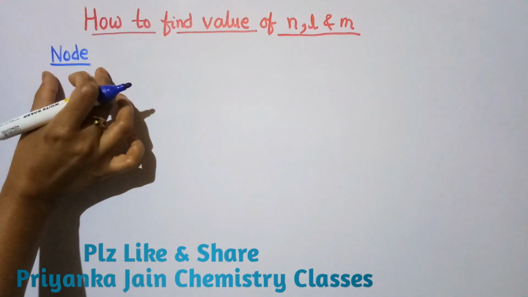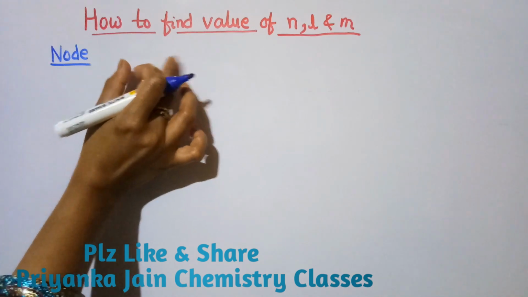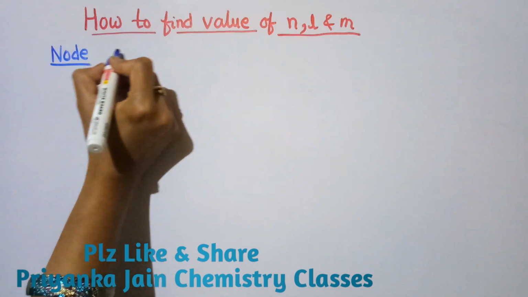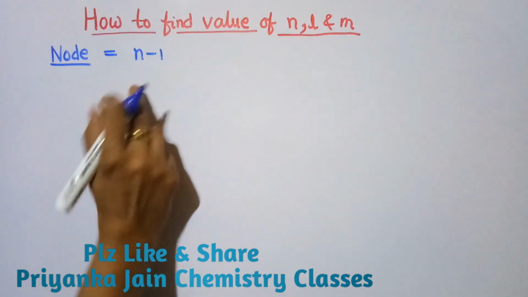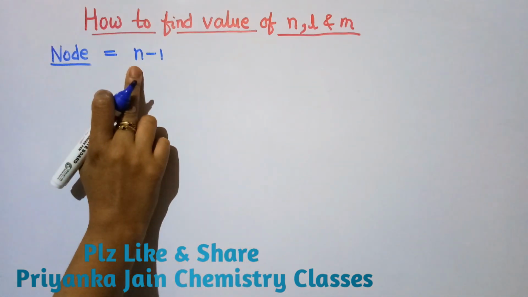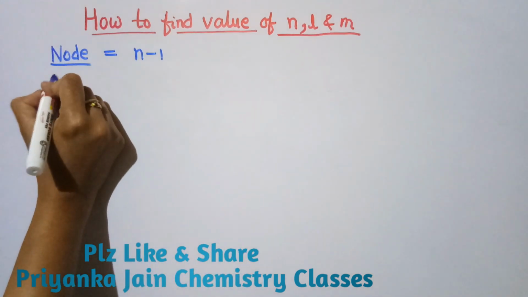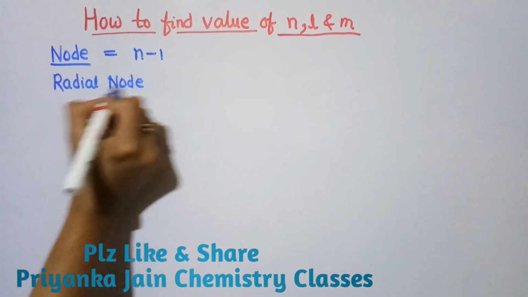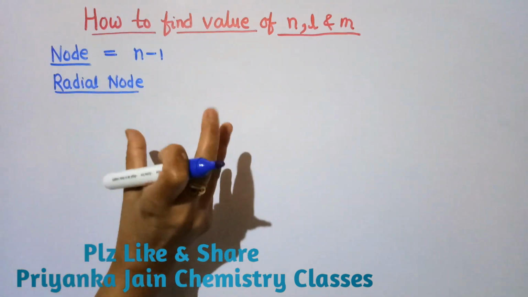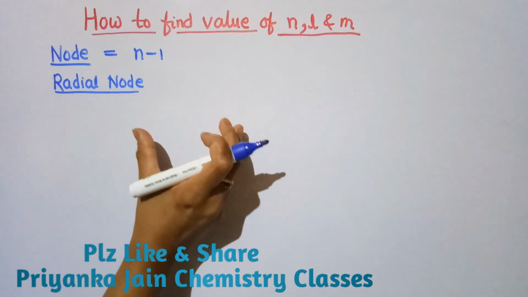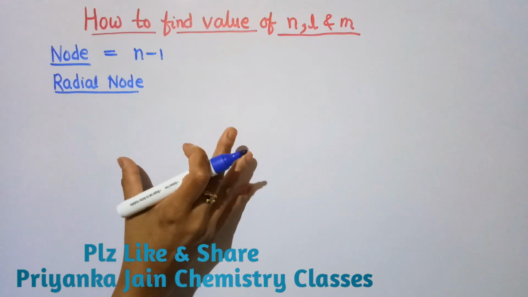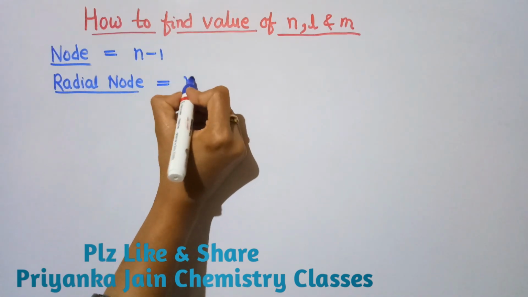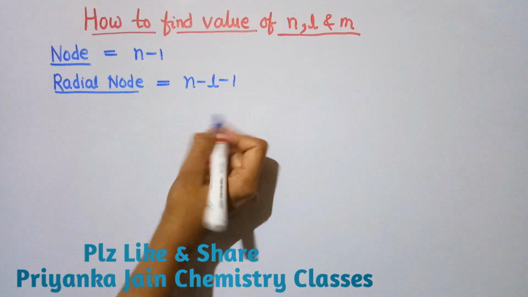A node is a place where the probability of finding the electron is equal to 0. It means where the electrons are not present. The total number of nodes is equal to n minus 1. So if we know the value of n, then we can calculate the total number of nodes. Another thing is the radial node. A radial node is a sphere where the probability of finding the electron is equal to 0. The number of radial nodes is equal to n minus l minus 1.